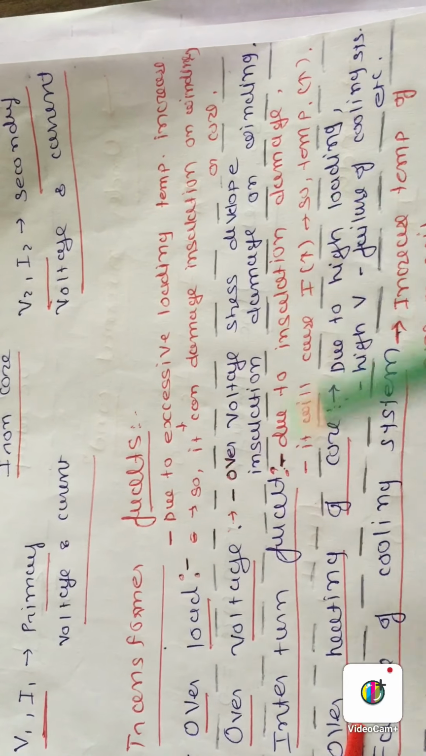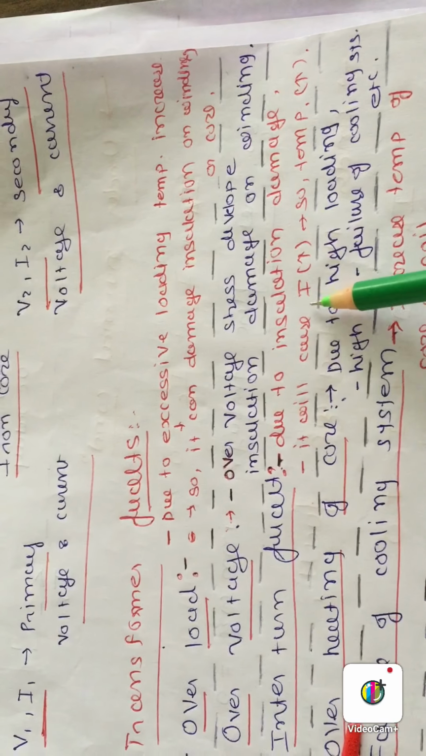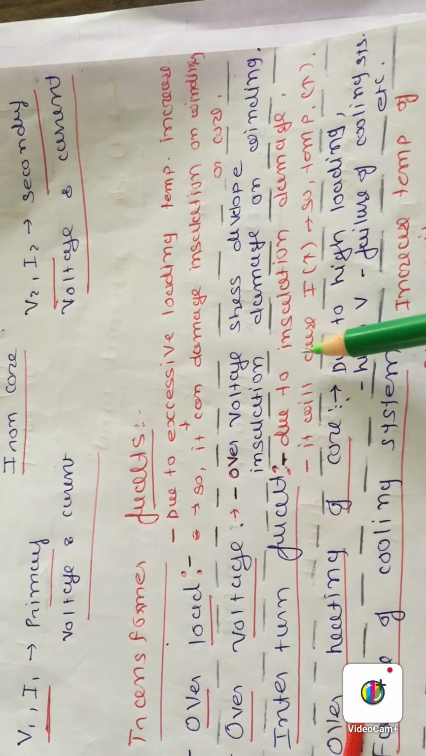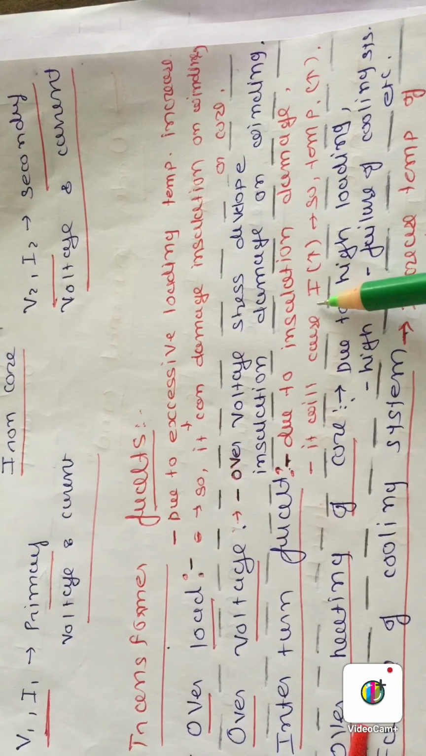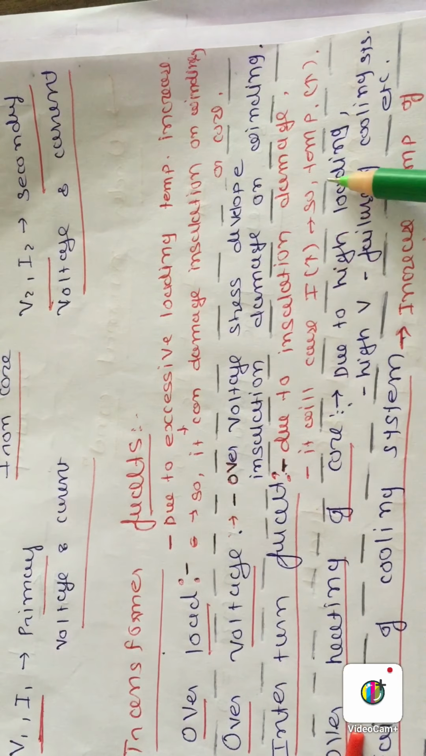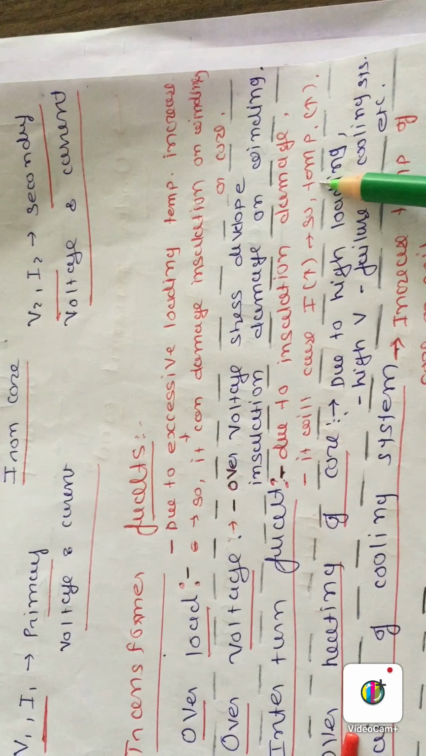Due to interturn fault, a high amount of current will flow through that number of turns, and due to the high amount of current, the temperature of that winding will increase.